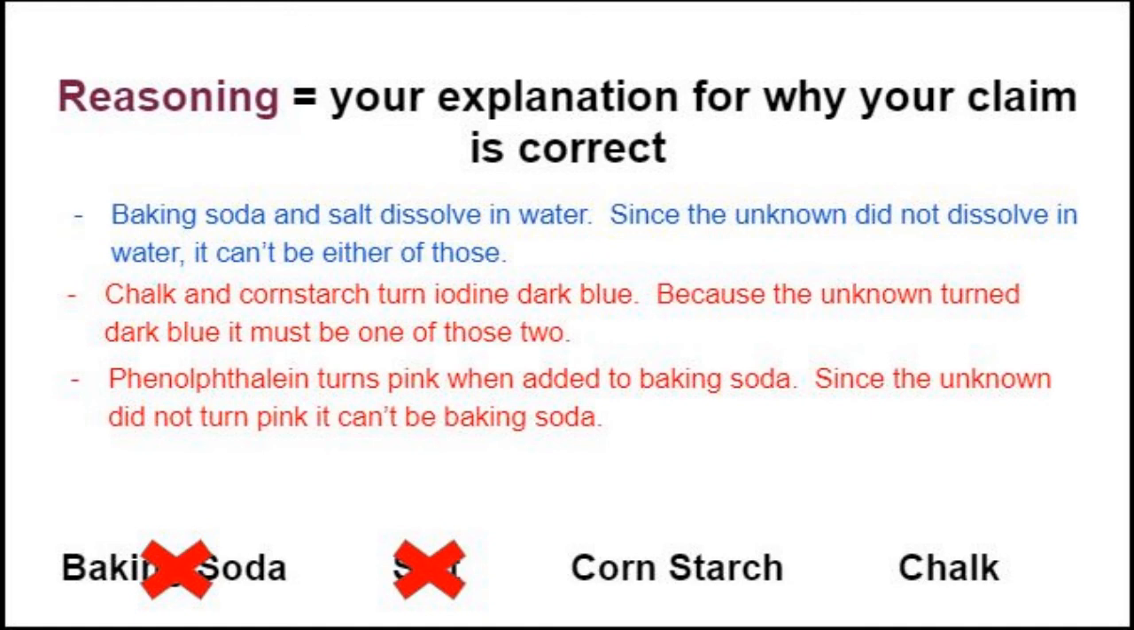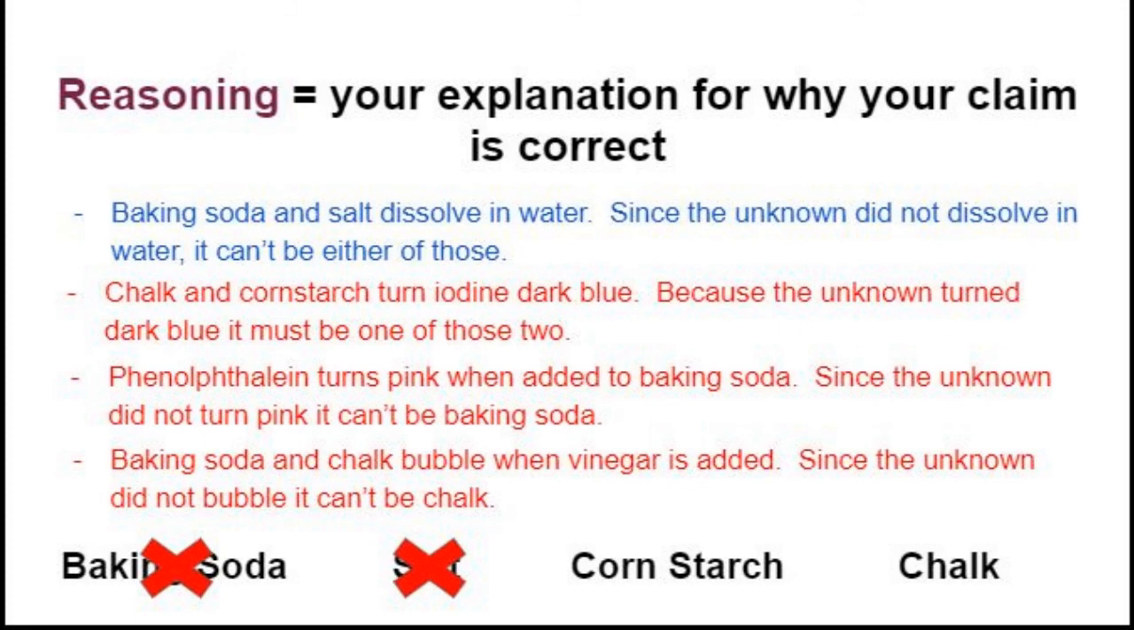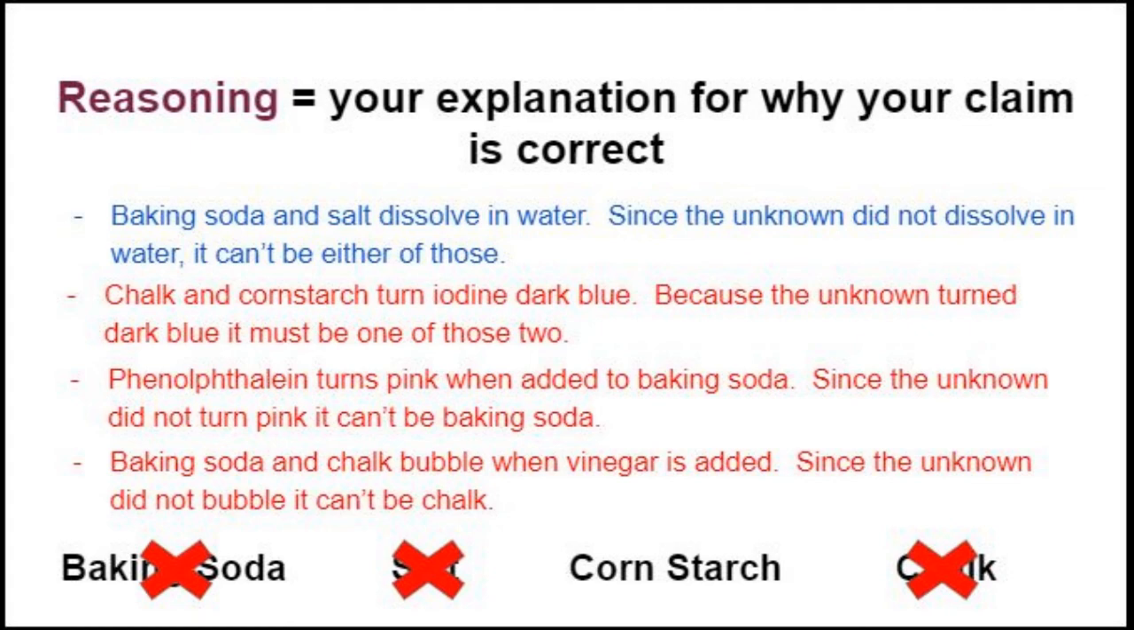And then what other test did we do? We did the vinegar. Baking soda and chalk bubble when vinegar is added. Since the unknown did not bubble, it cannot be the chalk. So we cross off the chalk. Therefore, it has to be the cornstarch. There's your reasoning. You've combined what you already knew from my video showing you how white powders react with your evidence, with what you know about how the unknown white powder did react. The combination of those two, that's your reasoning.